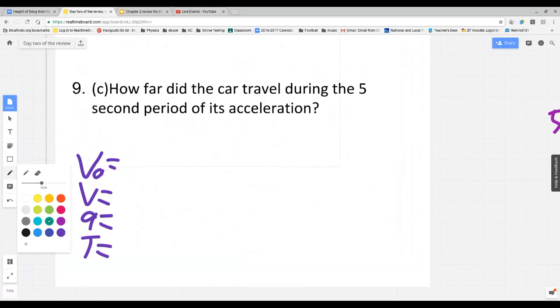If you're using the average velocity for 5 seconds, you're pretending you're not accelerating, using that for the whole time, and so it works. V average equals x over t, so v times t equals x. 5 times 12.5 equals 62.5, which is the answer.